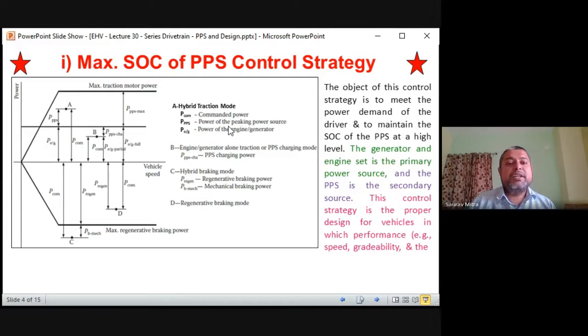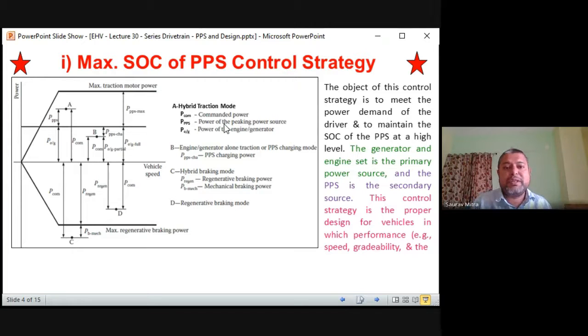Now, whenever the vehicle is running on a flat road, PCOM will be less than PEG. That means some month will come when your total expense becomes 80,000, with no special expense. In that case, whatever 20,000 remains that month, you repay to your bumper fund. So when PCOM is less than PEG, the power produced by the engine-generator is greater than the commanded power. The engine-generator set gives the commanded power, and with the remaining power it tries to charge the PPS.